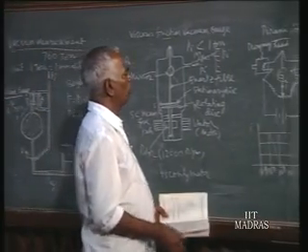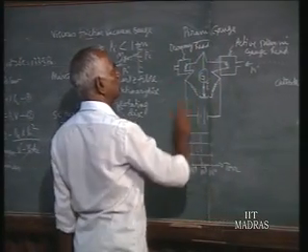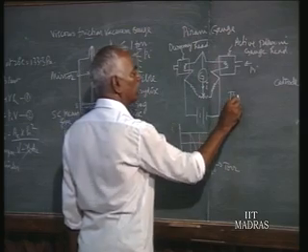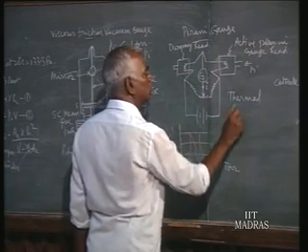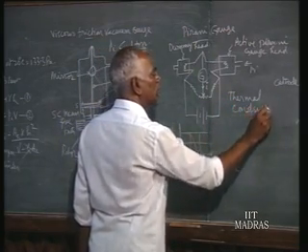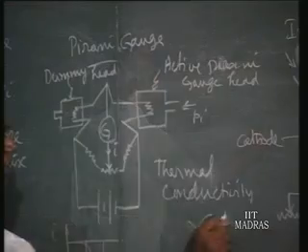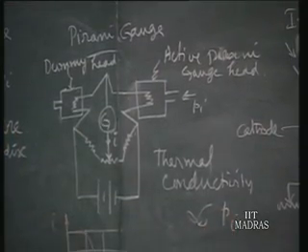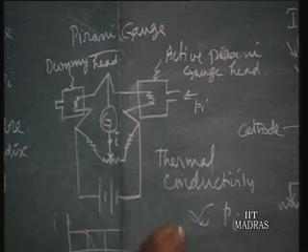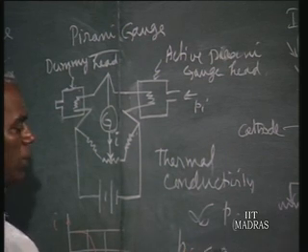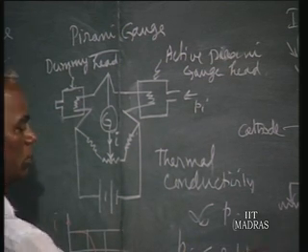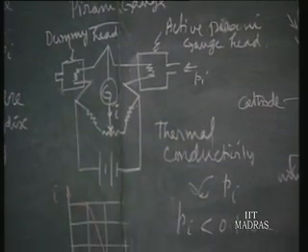And this another one, the Pirani gauge, is based upon thermal conductivity. Thermal conductivity is proportional to pressure, when the pressure is less than 0.1 torr. This is the physical property made use of there.